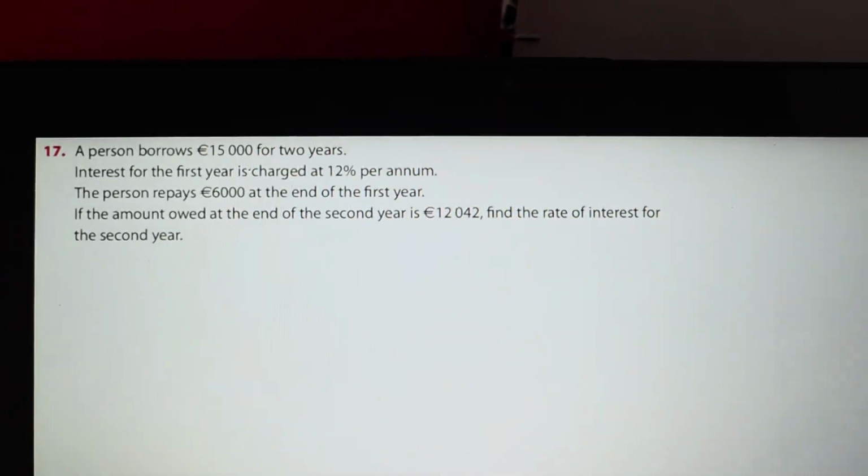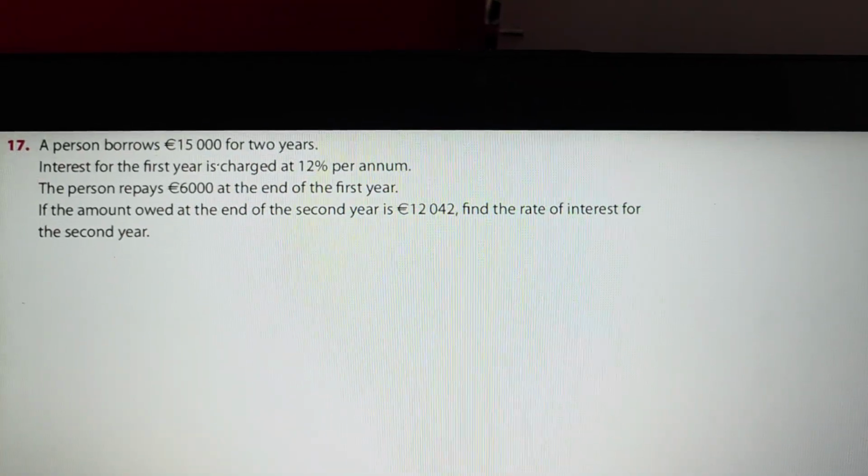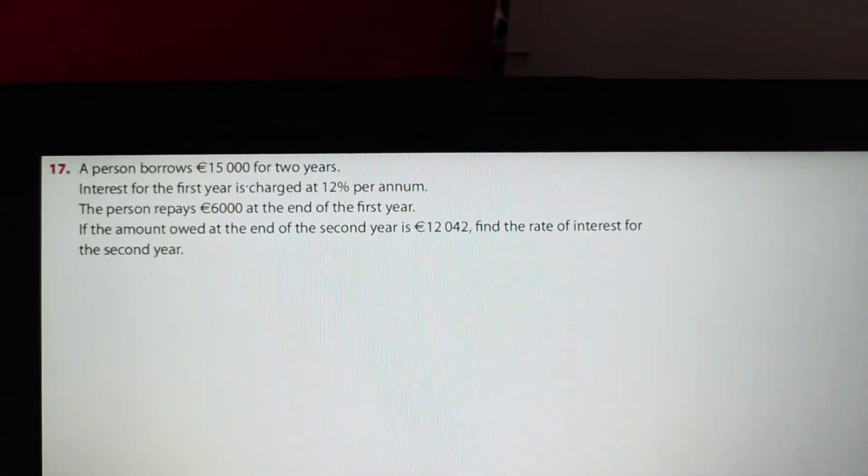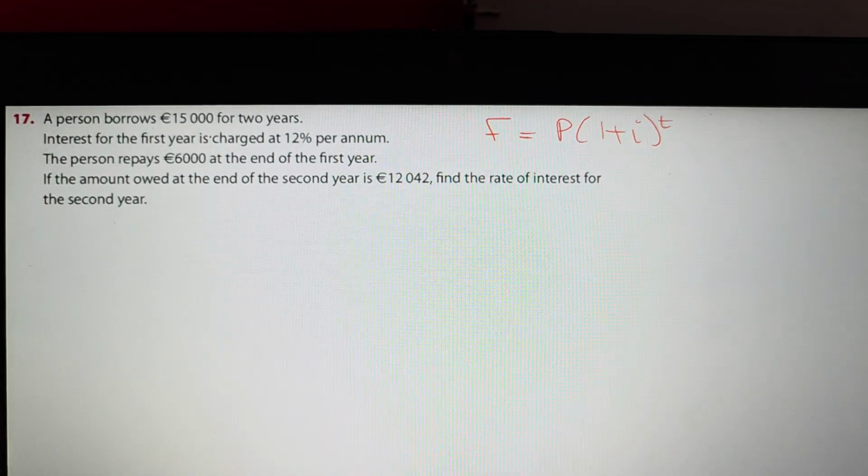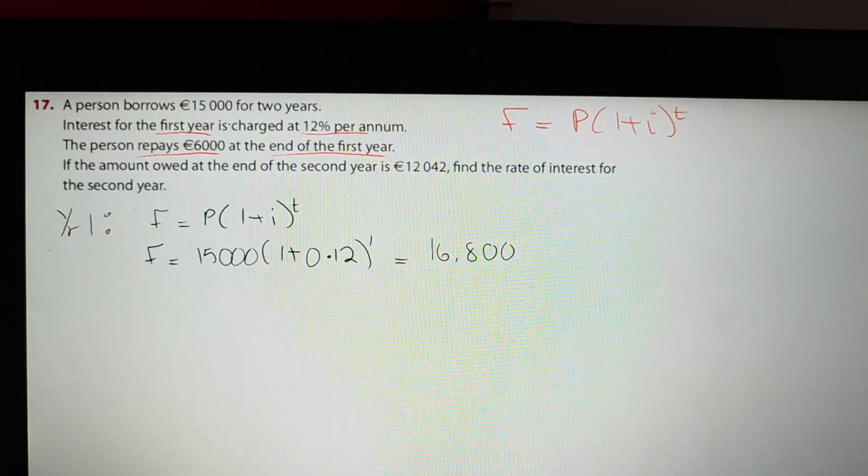If the amount owed at the end of the second year was €12,042, then what was the rate of interest for year 2, the second year? Okay, we'll do it bit by bit. I'll do year 1 on its own first using my compound interest formula.